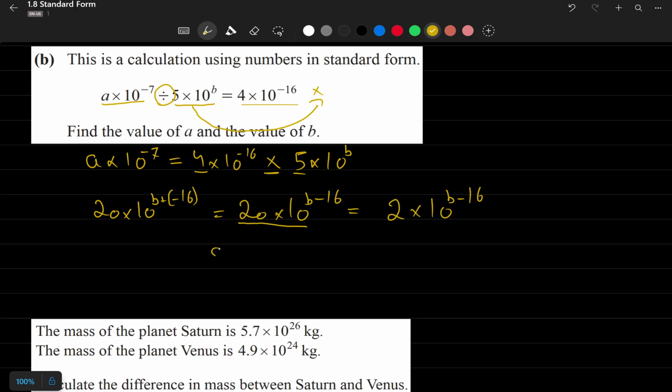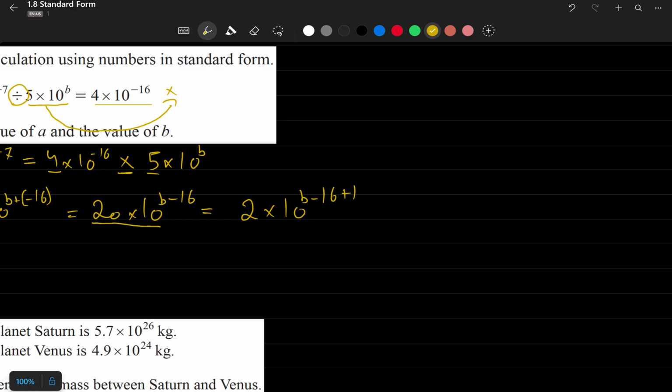Now we just shifted the decimal. The decimal was here, like it was 20.000. The decimal was here and we moved the decimal towards the left. When you shift the decimal towards left, you add 1 in the power. You shifted it once, so you add 1 in the power, left to right. So this is the rule. Now 2 into 10 raised to power b minus 16 plus 1. So the answer becomes 2 into 10 raised to power b minus 15.